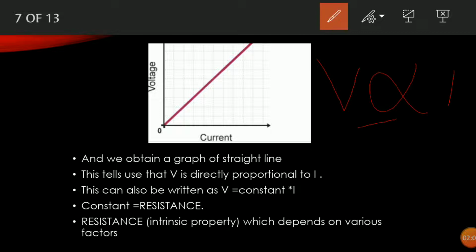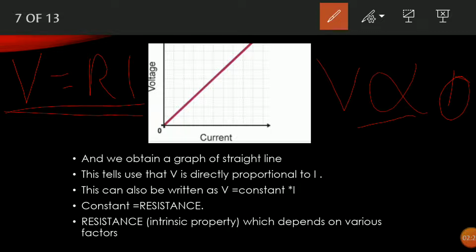Now, to remove this proportionality symbol, we must multiply current with a constant. And this constant is nothing but resistance. So, we can write it as V is equal to R into I. This is nothing but an expression for Ohm's law. Ohm's law states that the voltage across a resistor is directly proportional to the current flowing through the resistance.